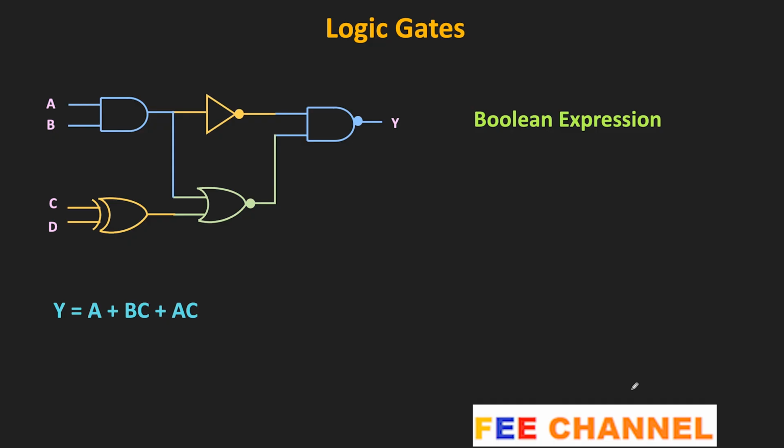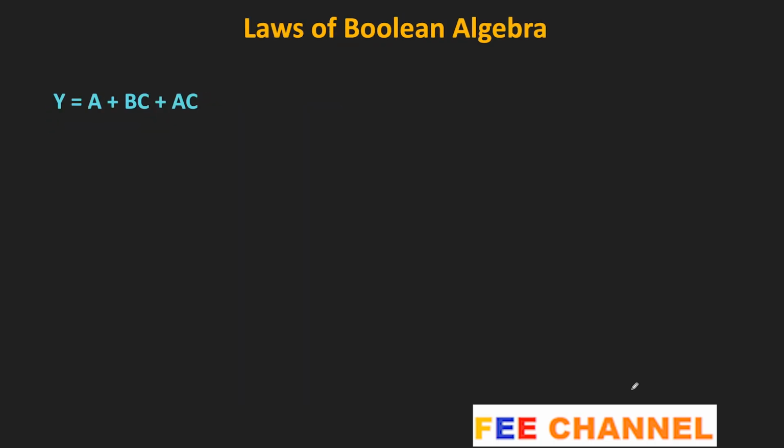Because using these Boolean laws, it is possible to minimize the Boolean expression. And if we can reduce the Boolean expression, then the number of gates required to implement that expression will also reduce. For example, if we know Boolean algebra, then this Boolean expression is equivalent to a plus bc. So, that is why it is good to know about the Boolean laws.